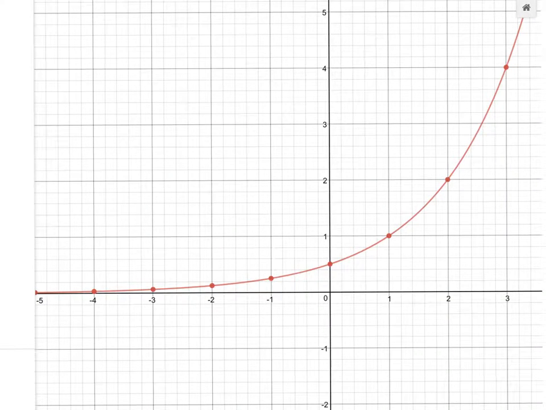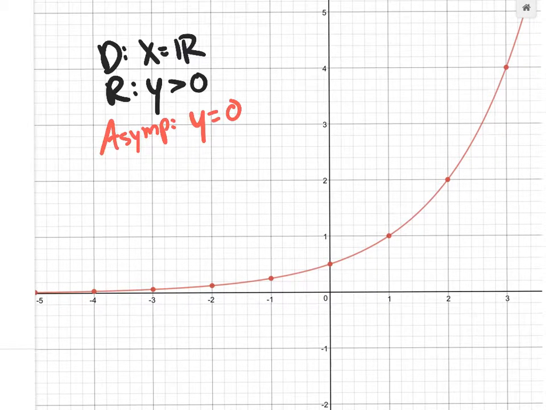How about this guy? Is it growth or decay? Growth, absolutely. From left to right, it's growing to infinity. Okay, but let's state domain and range. So that's all the basic info that we could get right from the bat.